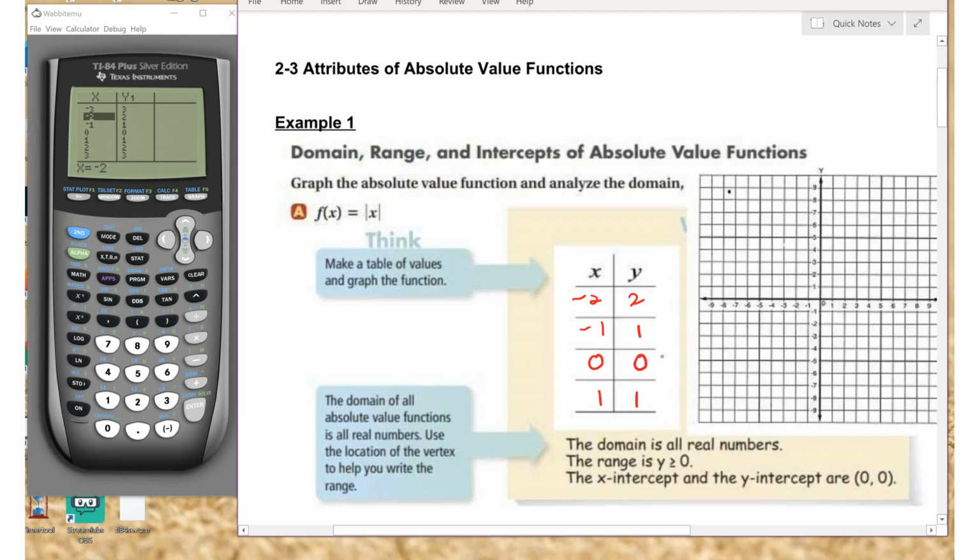1, 1. So what you're trying to do here is graph. So we have -2, 2, -1, 1, 0, 0, 1, 1, 2, 2, and then you can continue graphing this absolute value.